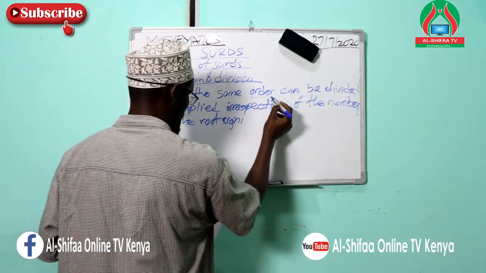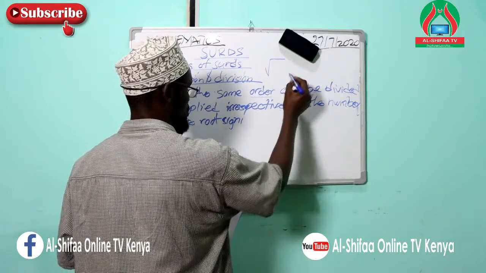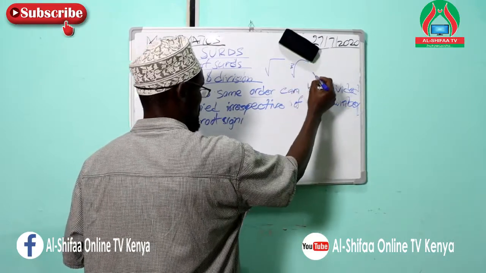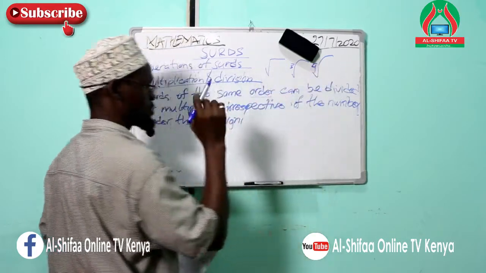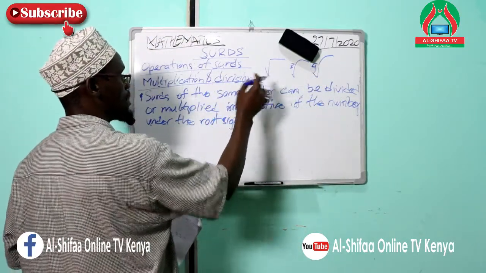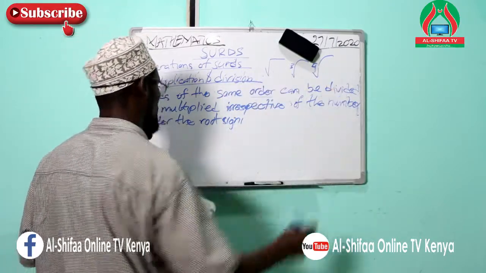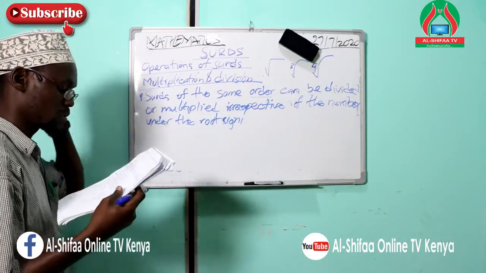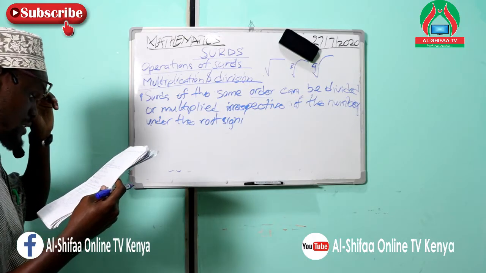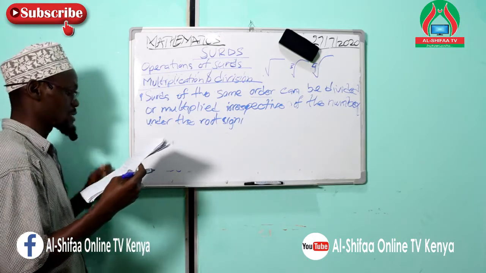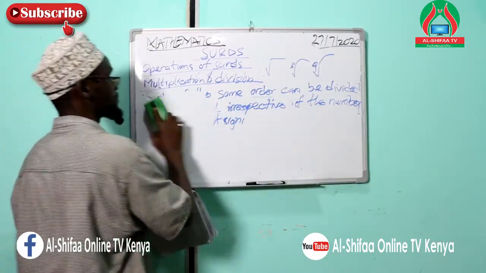When we talk of order, we are referring to whether it is under a square root, cube root, or fourth root. So numbers under the square root will only multiply with numbers under the square root, and those under a cube root will multiply with those under a cube root as well. So here we have three laws which I'm going to illustrate, which will enable us to do the multiplication and division of surds.